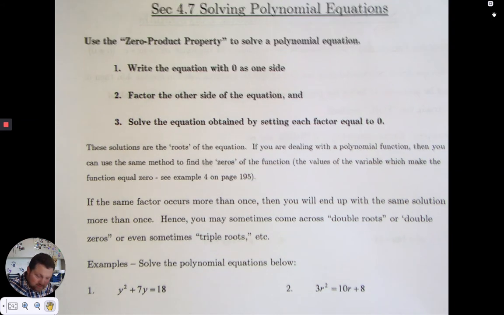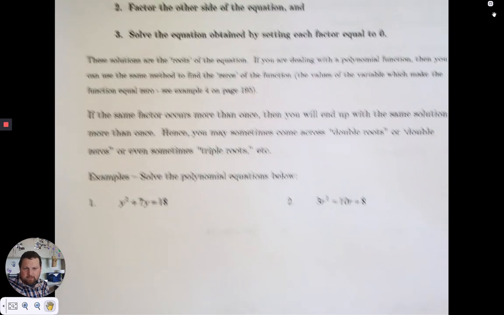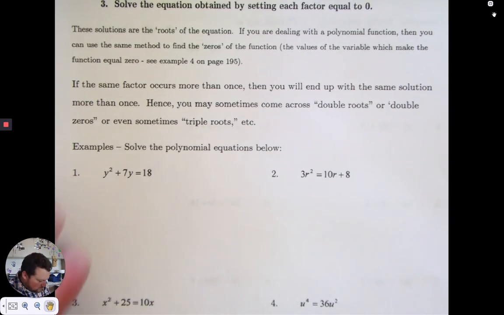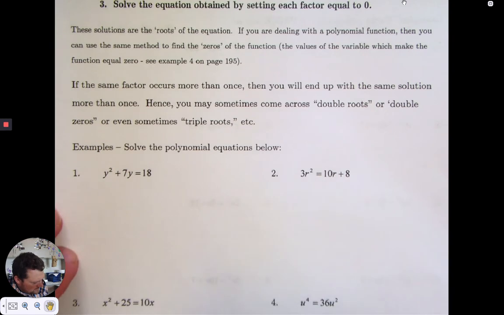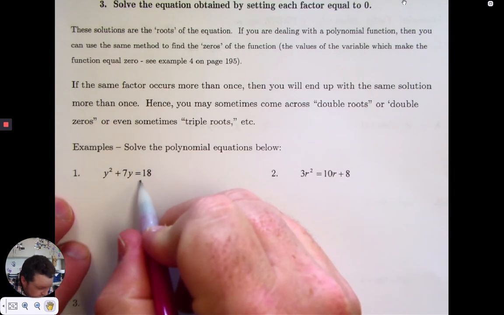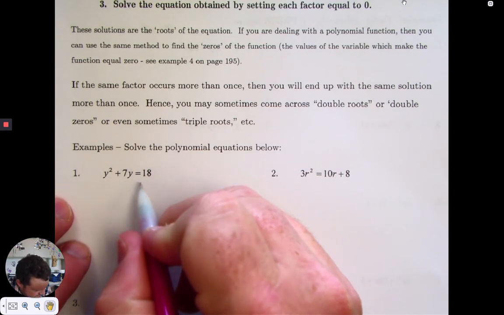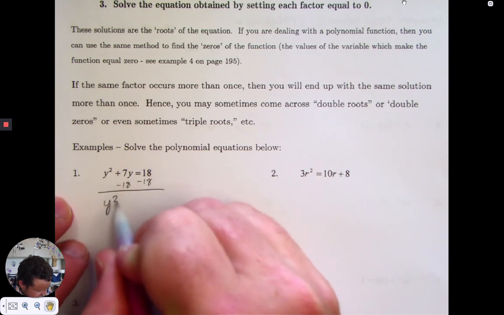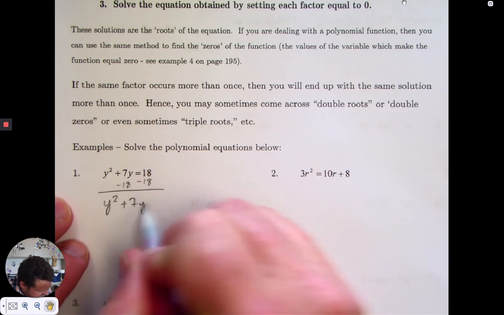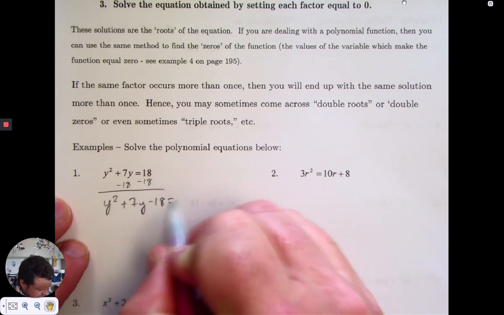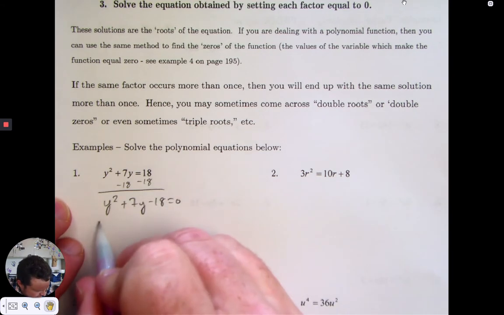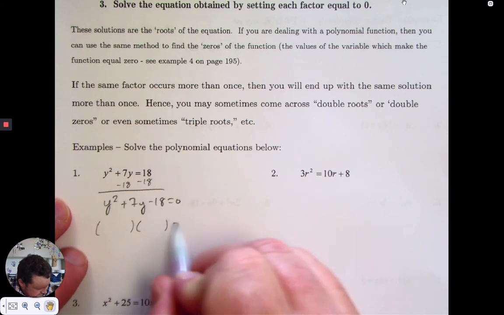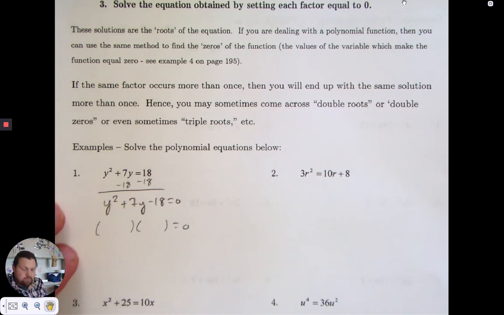So when we start off here, we are going to look at this first problem. We have y squared plus 7y equals 18. So we need to get this set equal to zero. The first thing I'm going to do is subtract 18 from both sides, and that gives me y squared plus 7y minus 18 equals 0. At this point, I want to try and factor this down.